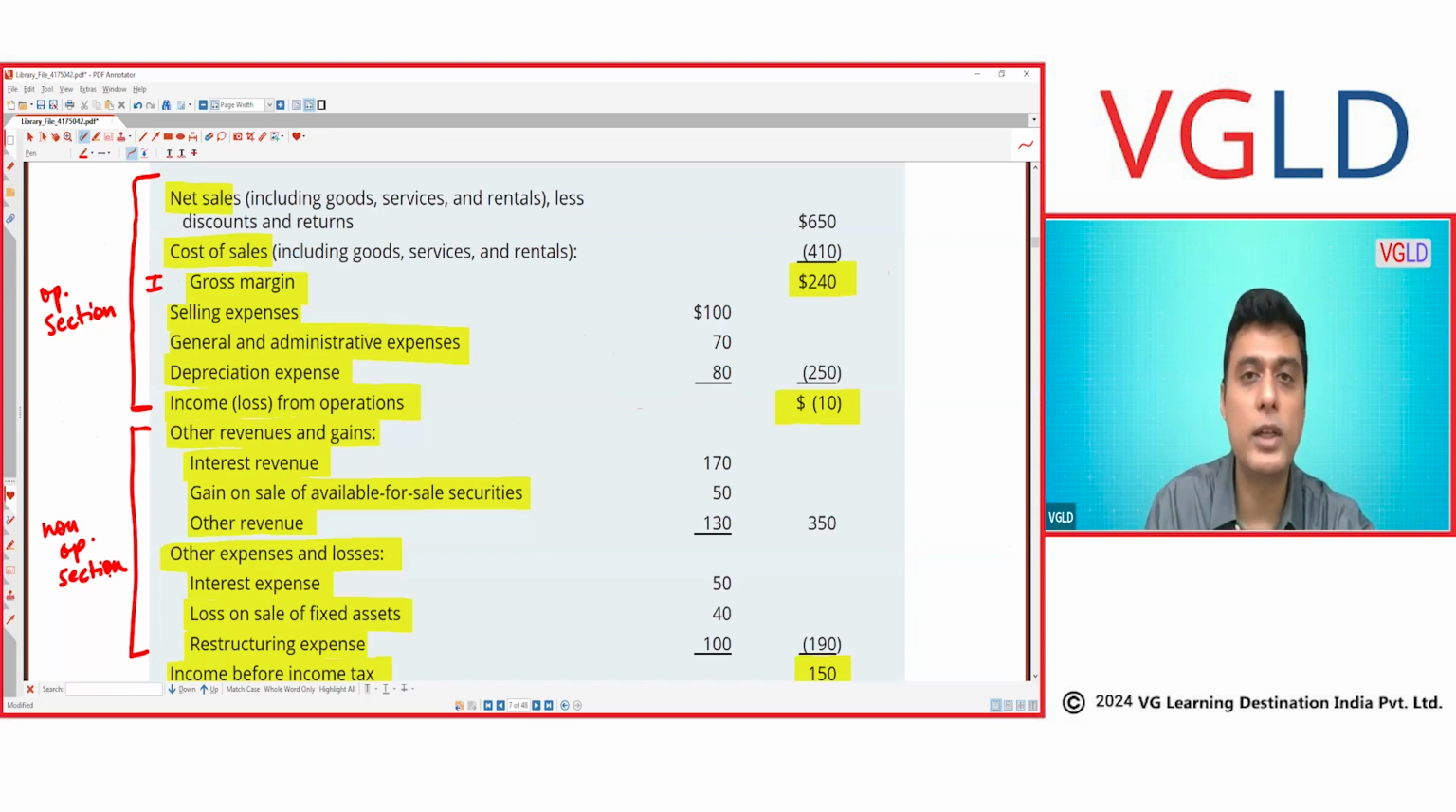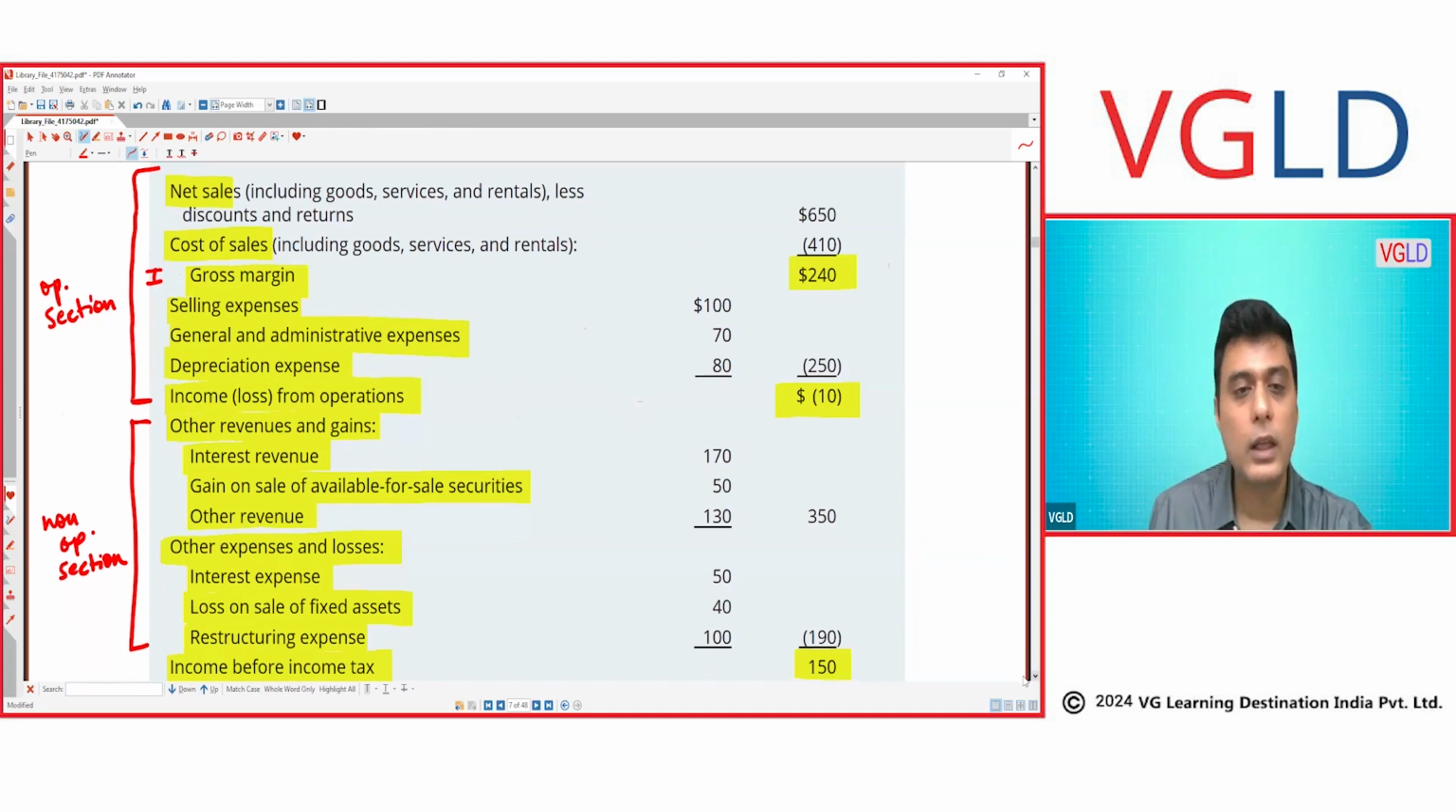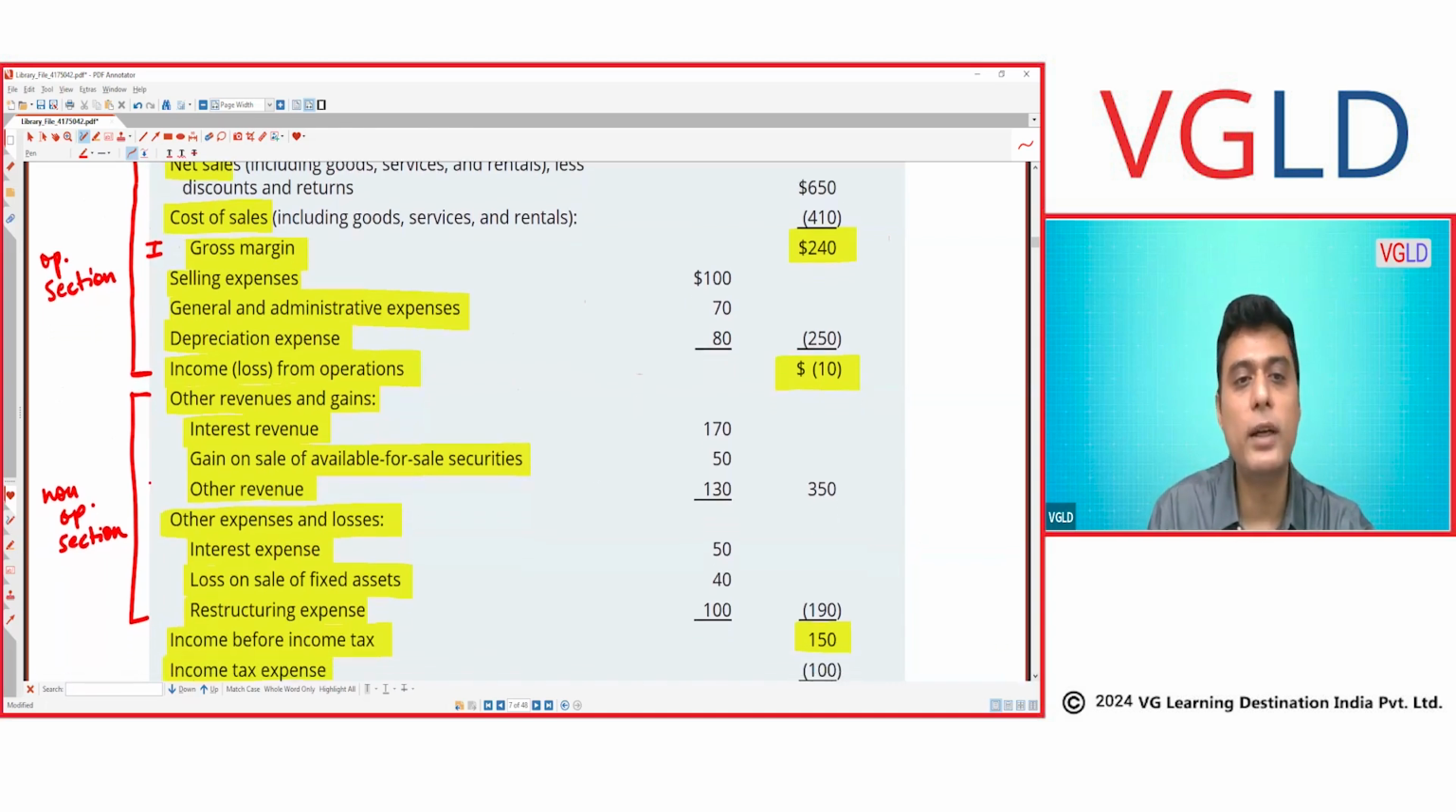So you have to read the question very carefully in the exam. What is indicated? If they have not indicated anything, then of course, interest revenue, interest expense, available for sale securities, selling of fixed assets, etc. will all come under non-operating if the question is silent. But if the question has specifically said that it's a furniture manufacturing company and they have sold furniture, then it will not come here in non-operating, it will come in the operating. Clear? So this is your operating section, non-operating section.